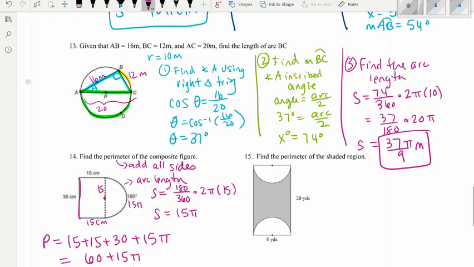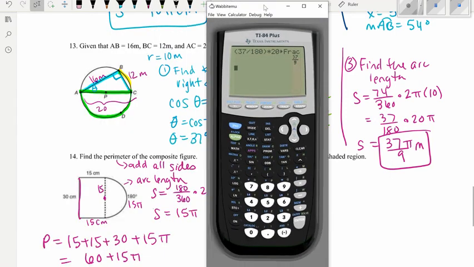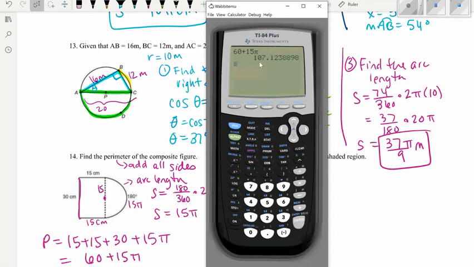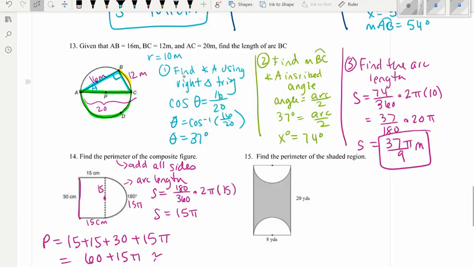And if we were to plug that in to get a decimal, we have 60 plus 15 pi, which gives us 107.12. So that's about 107.12. And this is, of course, centimeters. If we wanted the exact answer, though, we could leave this as our solution.